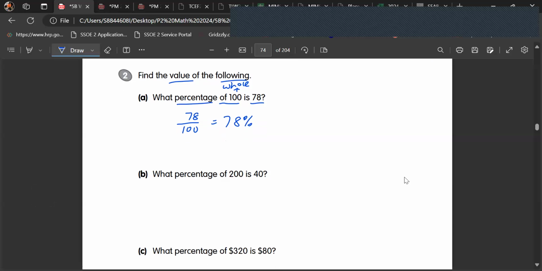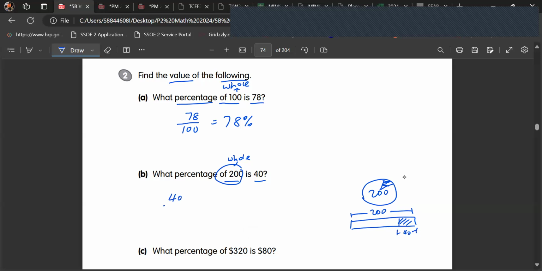And then the rest of the questions. What percentage of 200 is 40? So you can think of this as the whole, like how we drew just now. This is the whole set of Abram's cake. Instead of the Abram cake, it is 200. So how much of Abram's cake is 40? Of course, you have the bar model. So out of 200, you have a bit. This is 40. So I will have 40 out of 200.